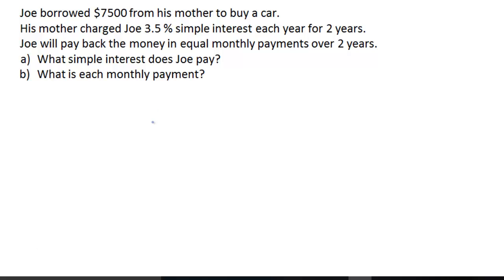And as you can see here, the word simple interest is very important because it's for 2 years. Joe will pay back the money in equal monthly payments over 2 years. So he wants to pay equal monthly payments for the 2 years. So the two questions are, what simple interest does Joe pay? So again, I have to repeat, interest equals principal times R times T.